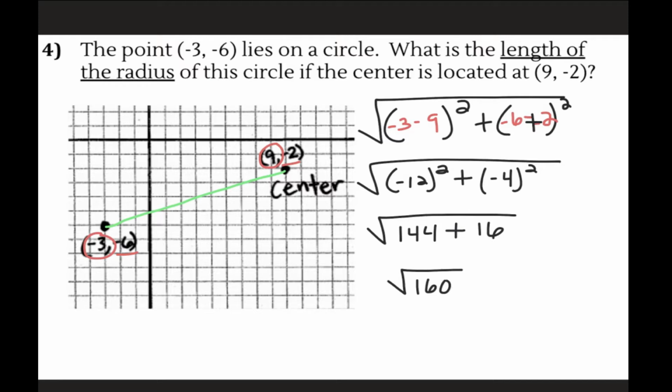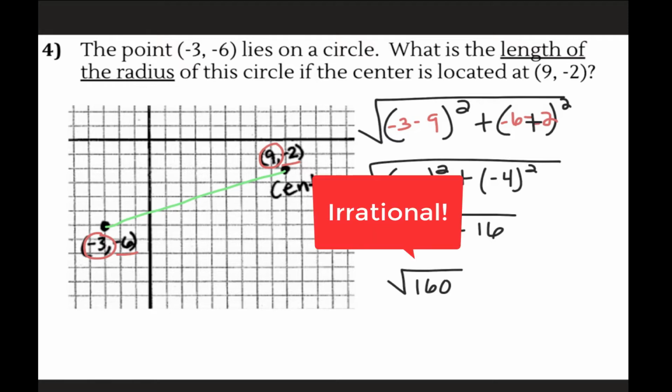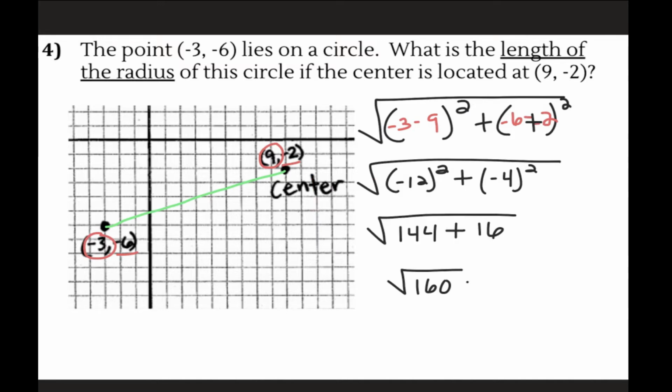And I know 160 is not a perfect square, so I'm going to have to do some rounding. Let's round to the nearest tenth again here, okay? Go ahead and calculate what is the square root approximately of 160. I get 12.6, and now this is a length, and we don't know what specific units these are, so let's just write units. What is the length of this radius right here? It would be about 12.6 units. And we did that by using the distance formula.